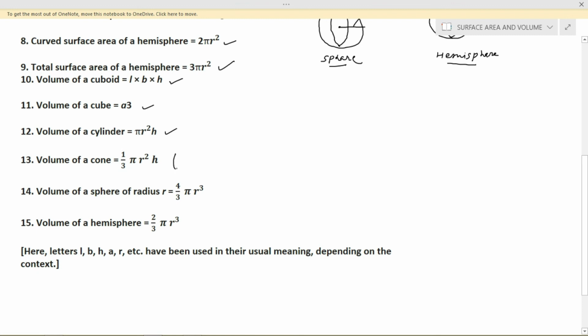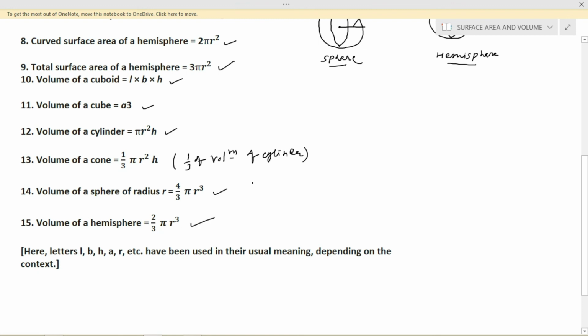Also you can learn it like this: the volume of a cone is 1/3 of the volume of a cylinder. The volume of a cylinder you know is pi r square H, divided by 3, you will get the volume of the cone. Okay. Now the volume of a sphere is 4/3 pi r cube, and if you divide it by 2, then you will get the volume of a hemisphere. So this is 2/3 pi r cube.